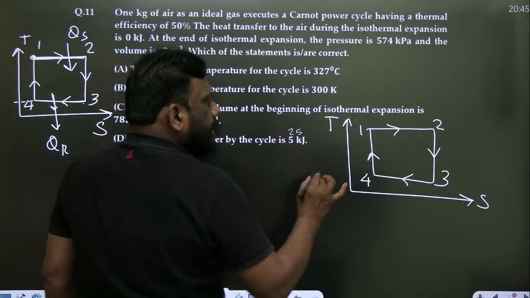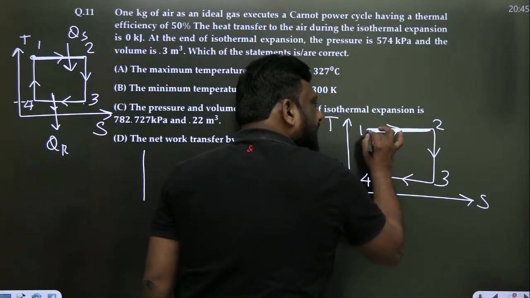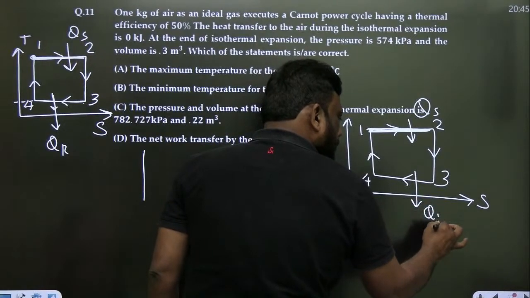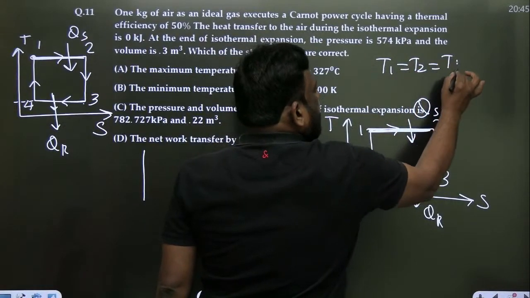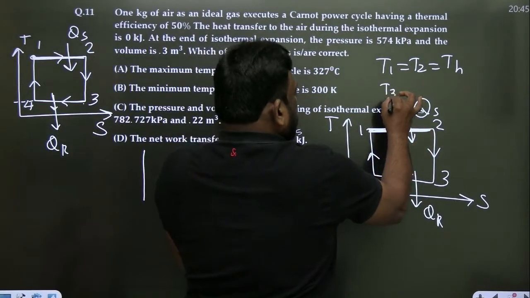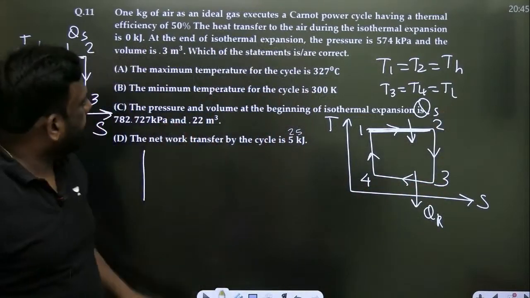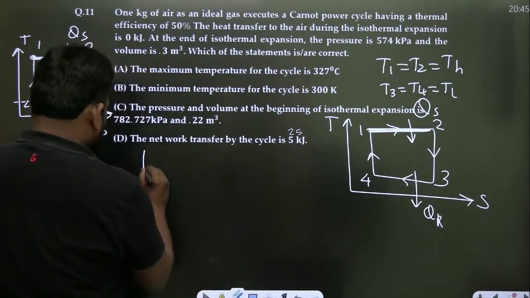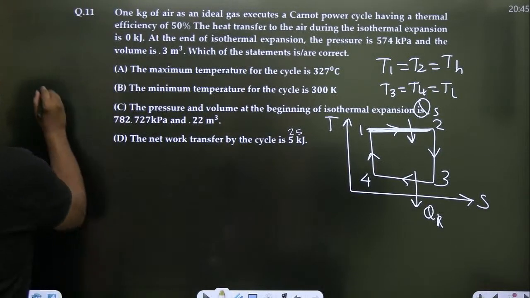देखो, can I write T1 is equal to T2? This is isothermal expansion in which heat is supplied. ठीक है. This is isothermal rejection. And can I write T1 is equal to T2 is equal to T higher? T1, T2 is higher temperature. T3 is equal to T4 is equal to lower temperature because it is isothermal heat rejection. ध्यान से सुनो सर. Now, the efficiency is given as 50%, sir. Okay, कोई बात नहीं सर.